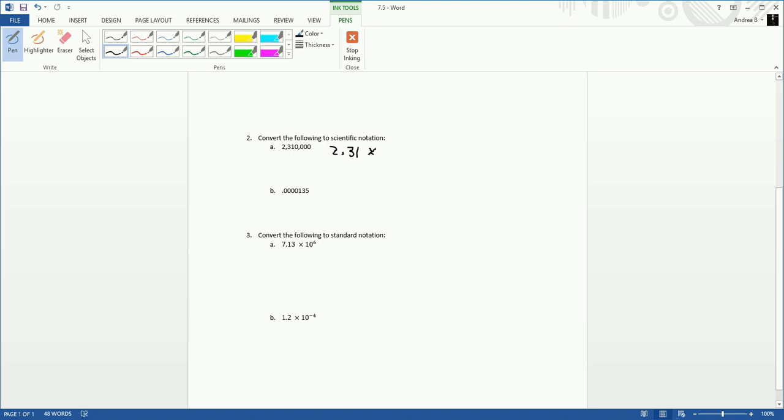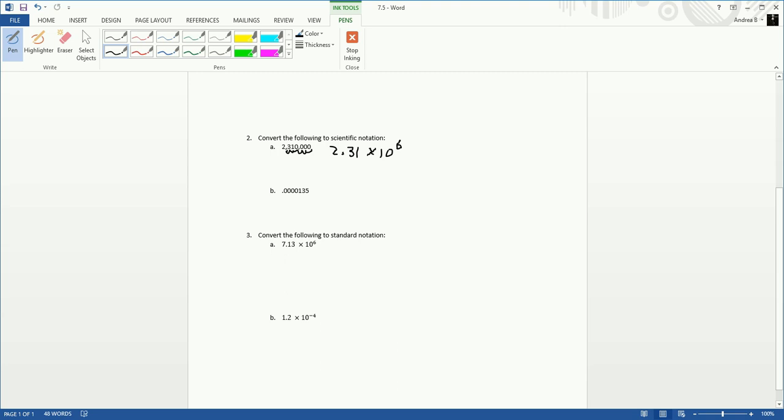But then we'd have times 10, and then to figure out the exponent on that power of 10, we need to figure out how many places we had to move that decimal point here. So here, to get it so that it's between the 2 and the 3, we would have a total of 1, 2, 3, 4, 5, 6 places. And it is going to be a positive exponent here since it is a large number.